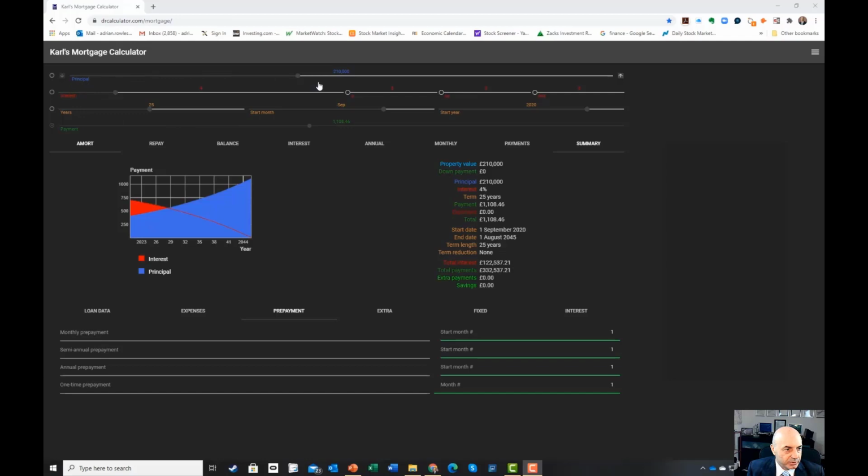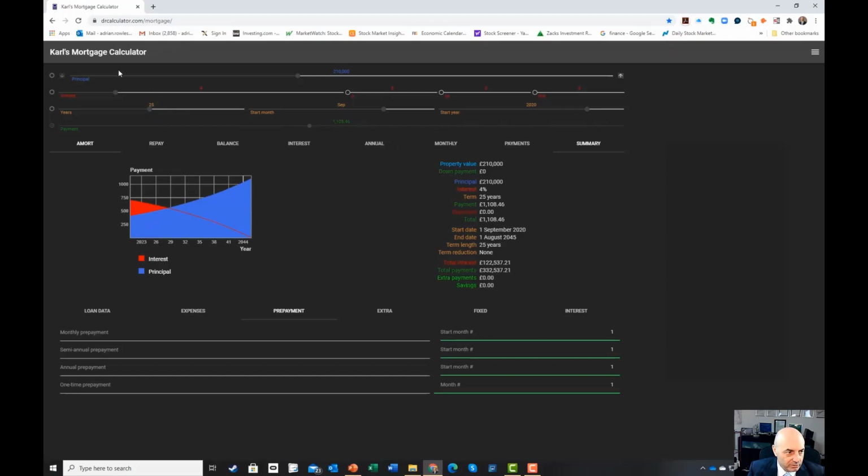So here we have the principal. I've put in 210,000, which you just slide along. You see it adjusts as you adjust it. Then I've put in interest at 4%. Again, you just slide that along to change that number. 25 years. There you go. You can change that term again, but let's use the exact example to be consistent. And then your start month, you can choose start year, etc.